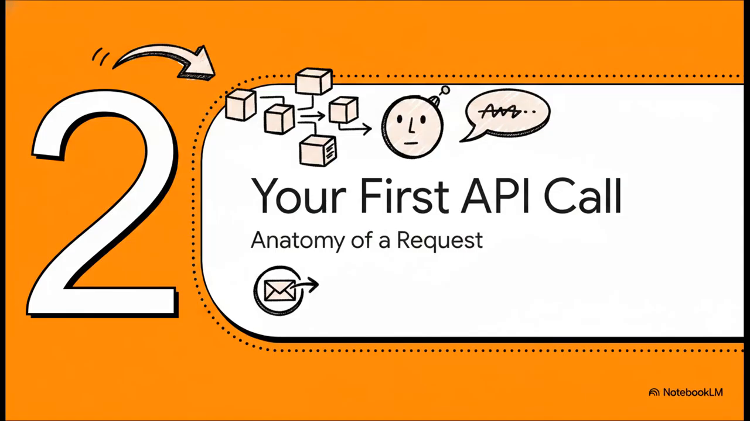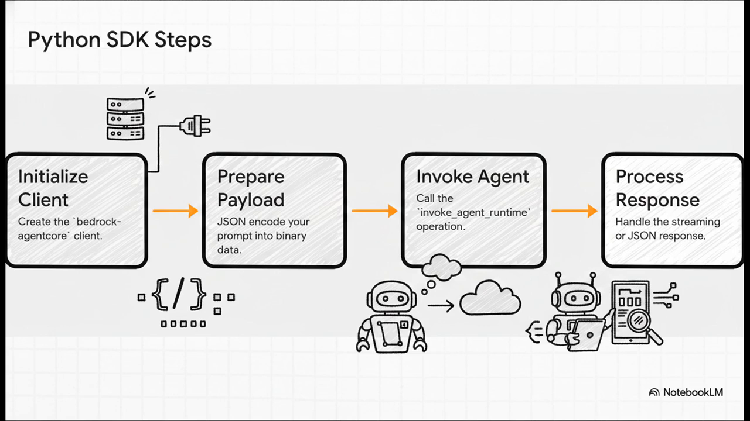All right, enough theory, right? Let's get practical. It's time for Section 2, your first API call. We're going to break down the anatomy of a request piece by piece so you know exactly what's going on. If you're using the Python SDK, which many of you probably are, it really just boils down to these 4 high-level steps. You set up your client, you craft your message, that's the payload, you make the actual call, and then you handle whatever the agent sends back.